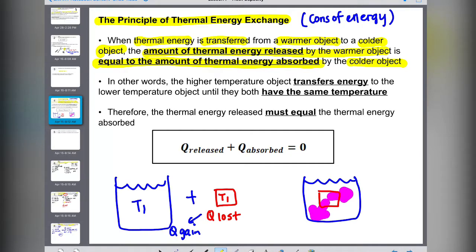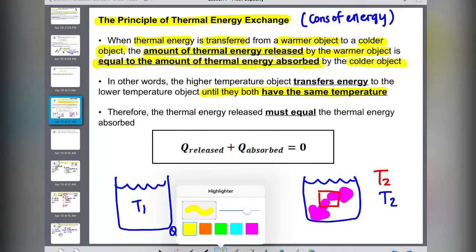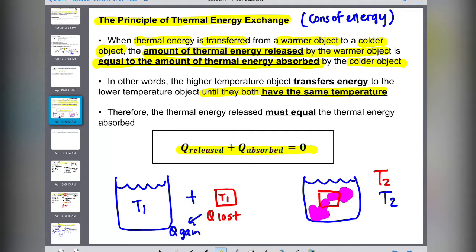The energy just got transferred, and until which point will it stop? The key thing is until they both have the same temperature. So the red block will keep losing the heat, the water will keep absorbing the heat. It will get to the point when the final temperature of both objects is the same, then your thermal energy will stop transferring because there's no more transfer of energy. They're now having the same thermal energy. Okay, so the equation that we use here is Q release plus Q absorb equals 0.